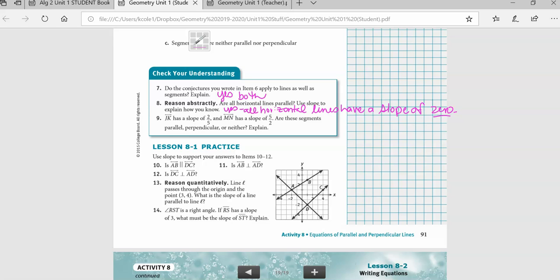Line JK has a slope of 2/5. Lines MN has a slope of 5/2. Are these segments parallel, perpendicular, or neither? Well, they are the reciprocal of one another, but they are not the opposite reciprocal, so they are neither.